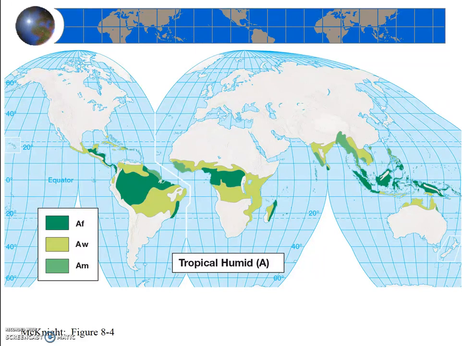Well, most are located between 0 and 20 degrees north and south latitude. There's a few instances where a tropical climate can get up around 25 degrees north or south, but mostly between 0 and 20 degrees north and south. In terms of characteristics, well, these climates are basically winterless. They're warm year-round. Their average temperatures are generally above 64 degrees Fahrenheit, or 18 degrees C.